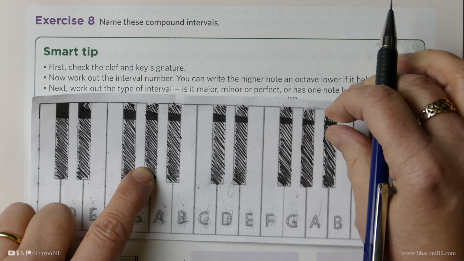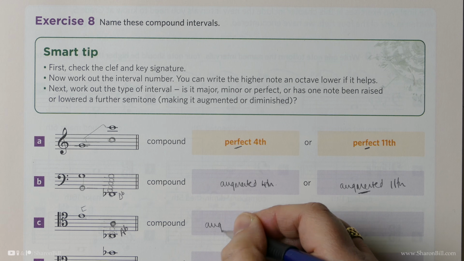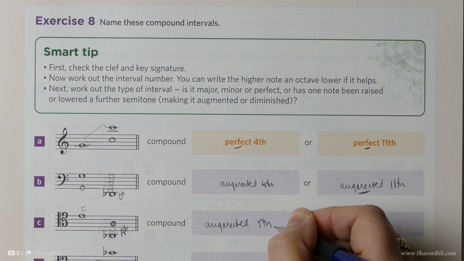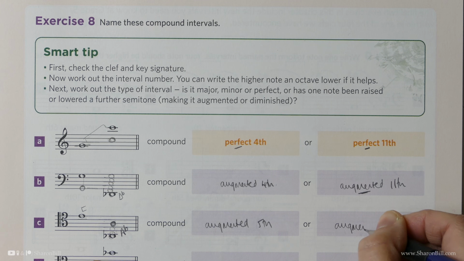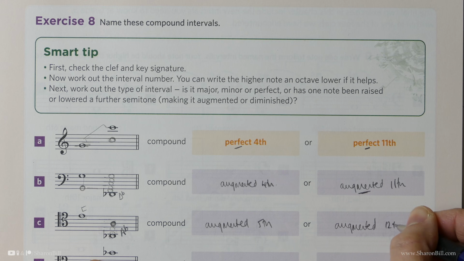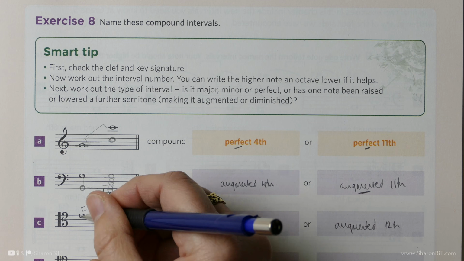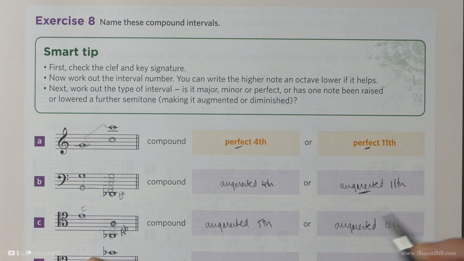and so a perfect fifth made greater becomes an augmented fifth. So it's a compound augmented fifth, or we could say it's an augmented 12th. It's just remembering that we need to start off with perfect because 4th, 5th are perfect, 11th, 12th are perfect.